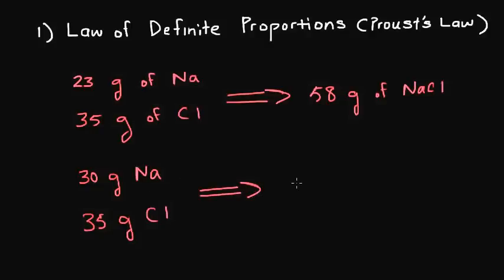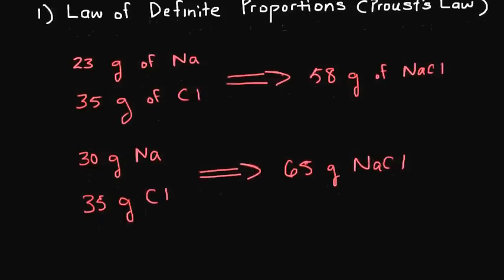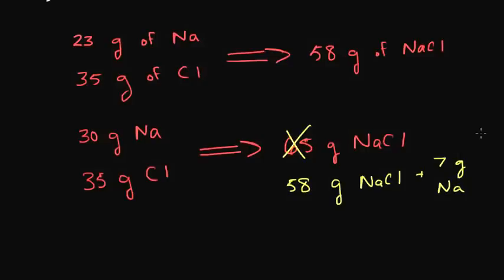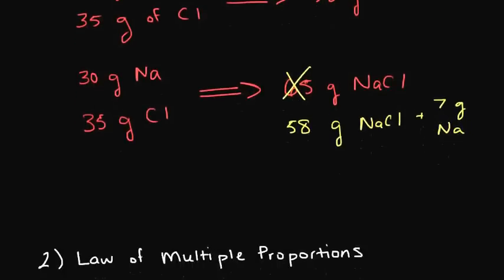Well, you might expect us to get 65 grams of sodium chloride. We're just adding up these numbers on the left-hand side to get this number on the right-hand side. But that is actually not what scientists found. Instead, they got 58 grams of sodium chloride again, and these 7 extra grams of sodium were left over. So from 30 grams of sodium and 35 grams of chlorine, we were only able to produce 58 grams of sodium chloride.